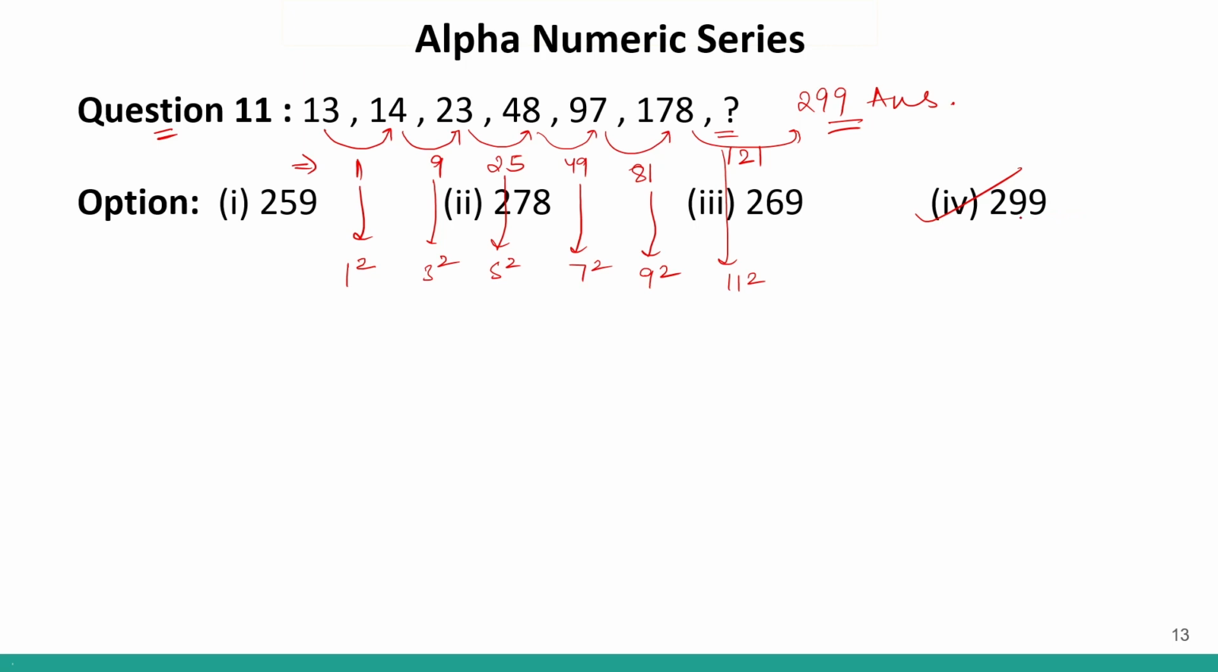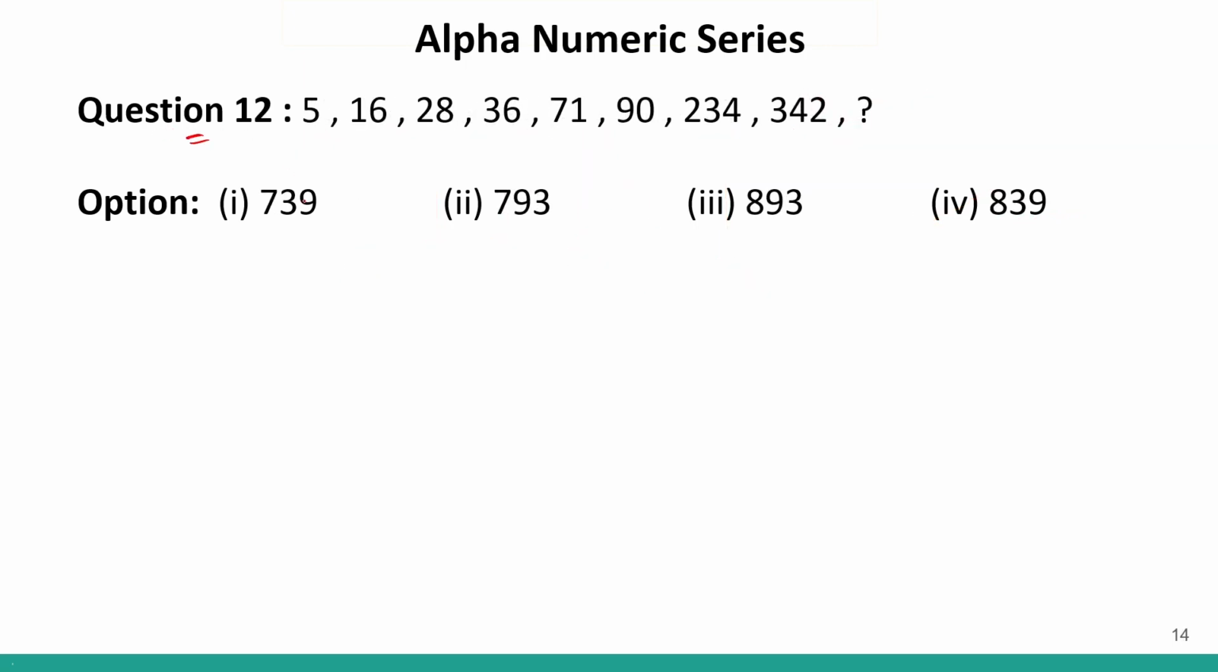Clear? Now, moving on to question number 12. We have 5, 16, 28, 36, 71, 90, 234 and 342. So now let me find the difference, because I think these numbers have a very close difference to each other. 234 and 342, and we have to find the missing term. The difference over here is 9, correct? 11. The difference over here is 12.